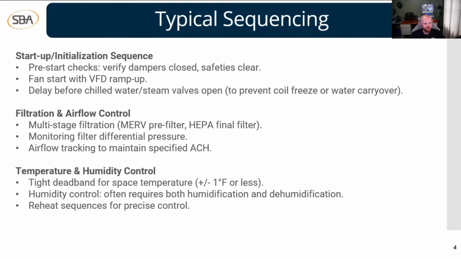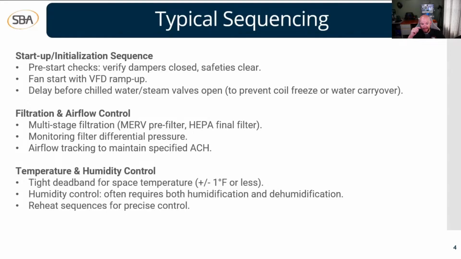So then once we move on from those, we get into our temperature and humidity control. This is the big one for our operating rooms and our clean rooms. So remember in the last slide, we talked about there being tighter tolerances on our temperature and humidity controls. This right here is stating that. It's stating that tight deadband for space temperature. This could be plus or minus 1 degree or less.